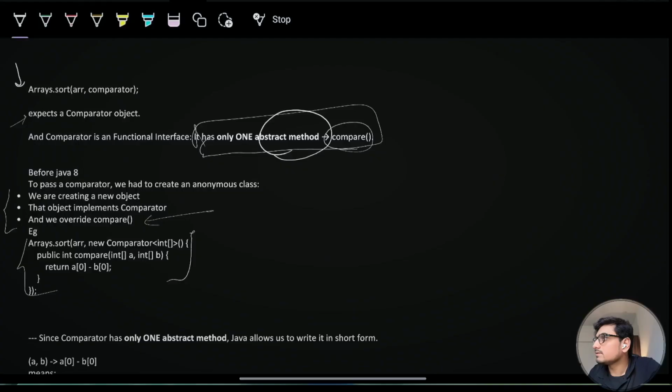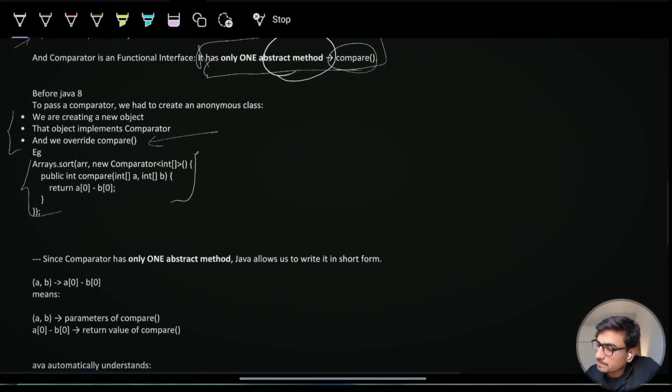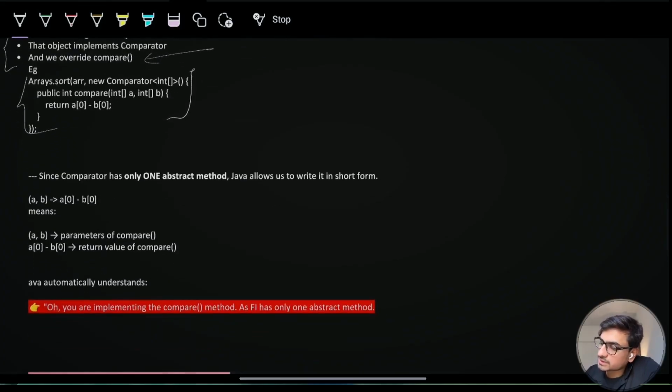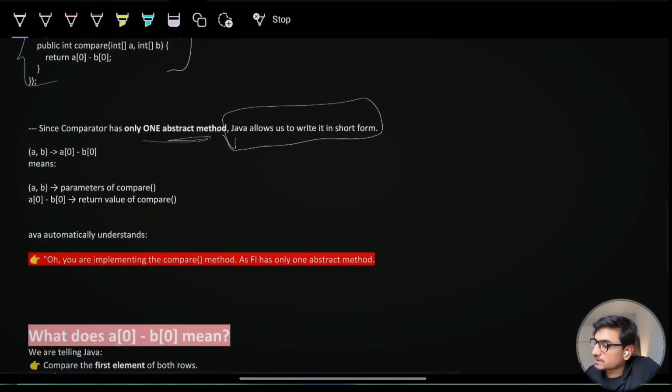Coming back again to our tab section, and this was the way we wrote it previously, right? But what changed? Since comparator has only one abstract method, Java allows us to write it in short form, right? If a functional interface has only one abstract method, then why override it? Just pass the parameters and Java will internally handle it, since there is only one method. So if a programmer is passing some parameters to do something, then definitely this should be for that one method present in that functional interface, right? And that's what is happening here.